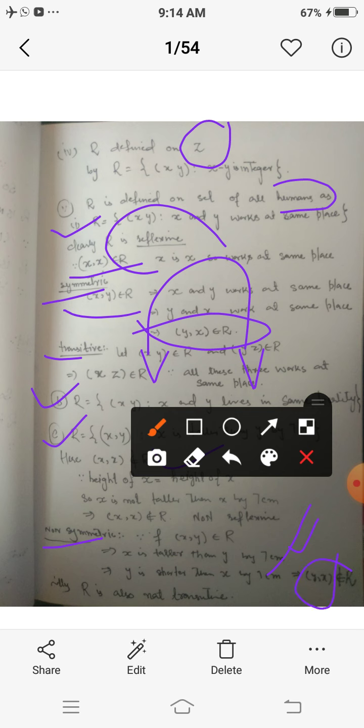Also you can check its transitivity, because if (x, y) belongs to R and (y, z) belongs to R, this means that x is taller than y by 7 centimeters and y is taller than z by 7 centimeters, meaning x is taller than z by 14 centimeters. Hence this (x, z) does not belong to R. So in other words you can say that this R is not transitive on this set of humans.